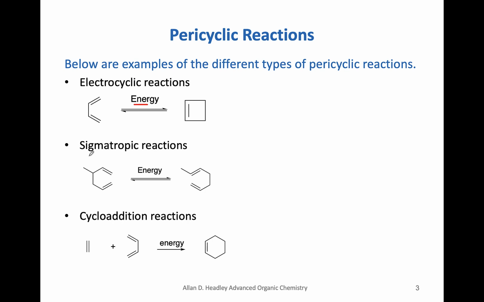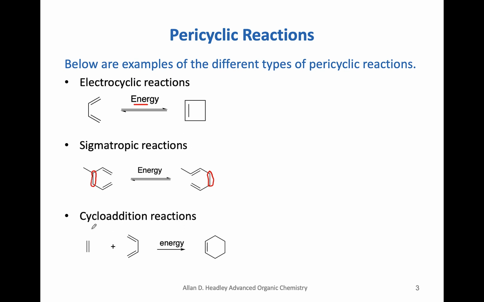Here's the sigmatropic rearrangement. So notice here again, here are the pi bonds, here are the pi bonds, here's a sigma bond, but what it looks like is that this sigma bond here is transformed into this sigma bond here. That's unique. So this type of reaction is known as the sigmatropic rearrangement, and we'll go into more details.